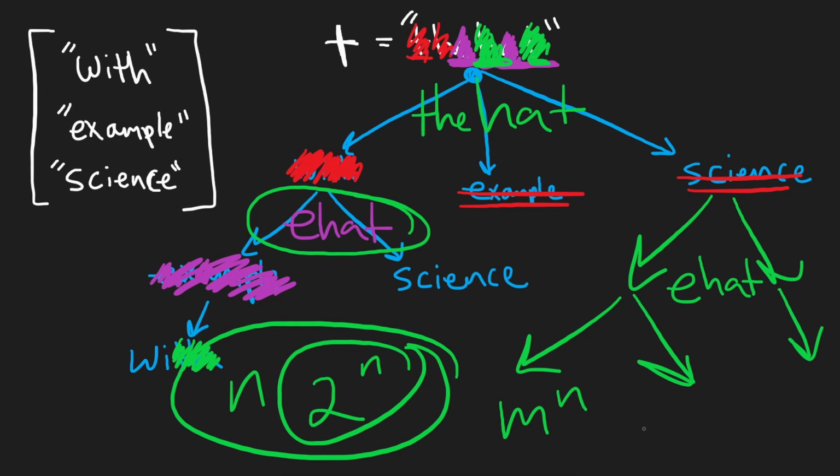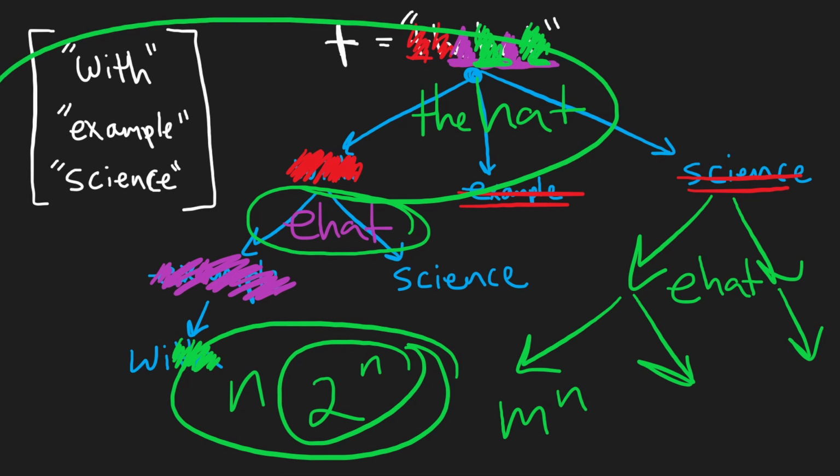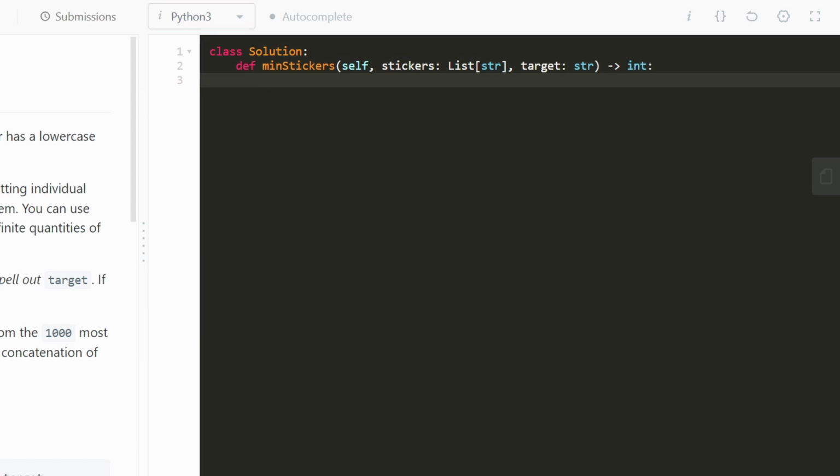Now I'm going to jump into the code, and believe it or not, the code is still pretty complicated, even knowing all of these things. Okay, so now let's get into the code. The first thing I want to do is convert each sticker to a hash map where we're converting the sticker to the count of its characters. I'm going to call that stick count.